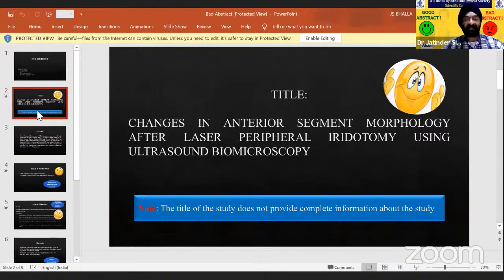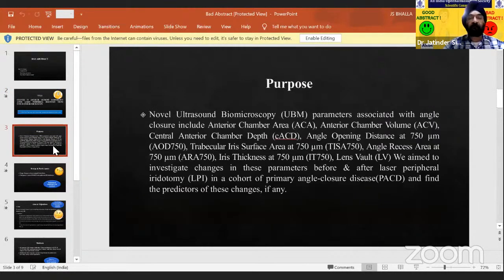Now, in this, the title of the study is not providing complete information of the study. And in the purpose also, it is all jumbled up. It is so crowded that it's very difficult to exactly point out what is the main purpose of the study, what is the research question that needs to be answered. It could have been done in a very brief manner.